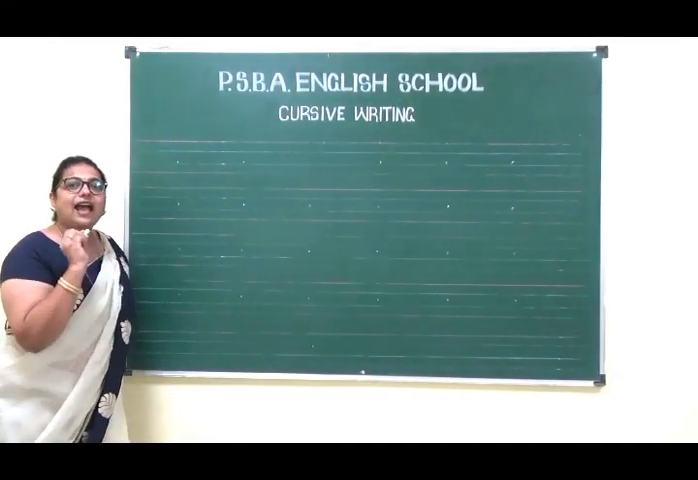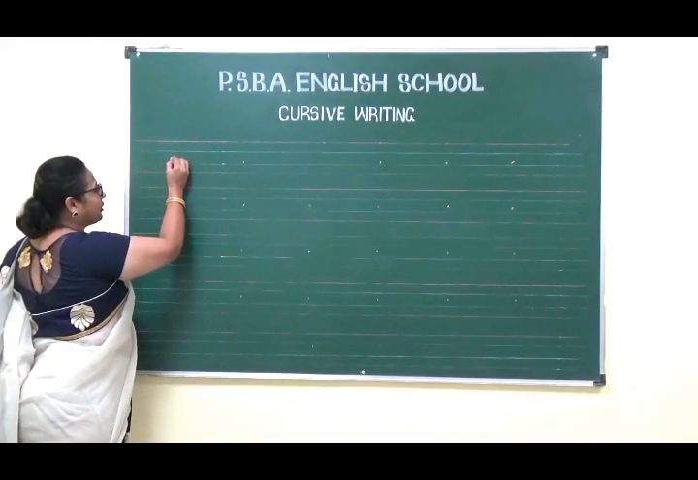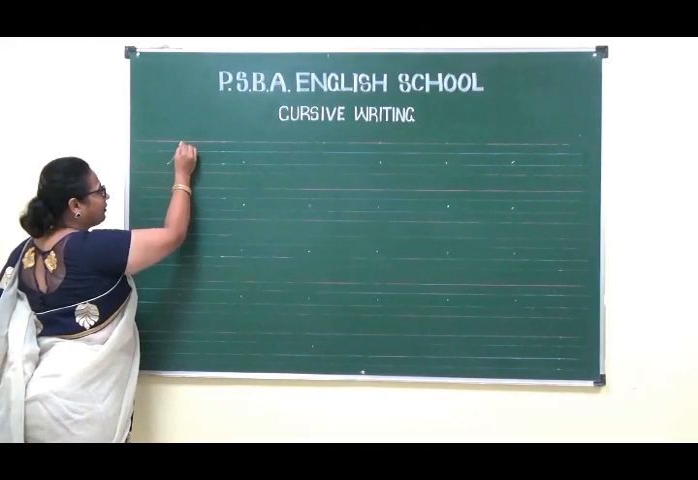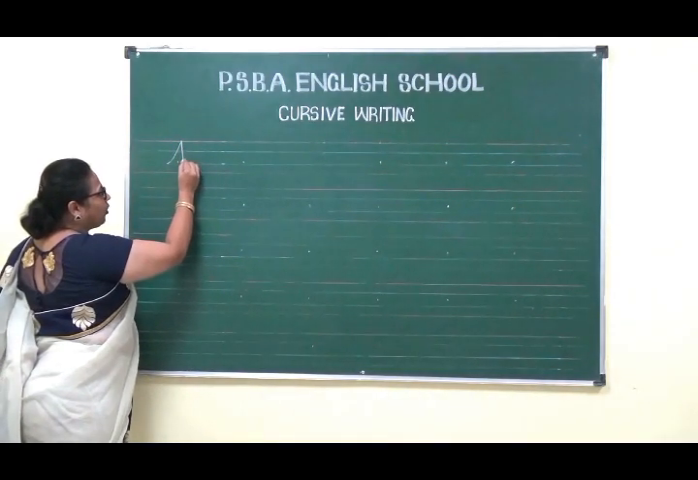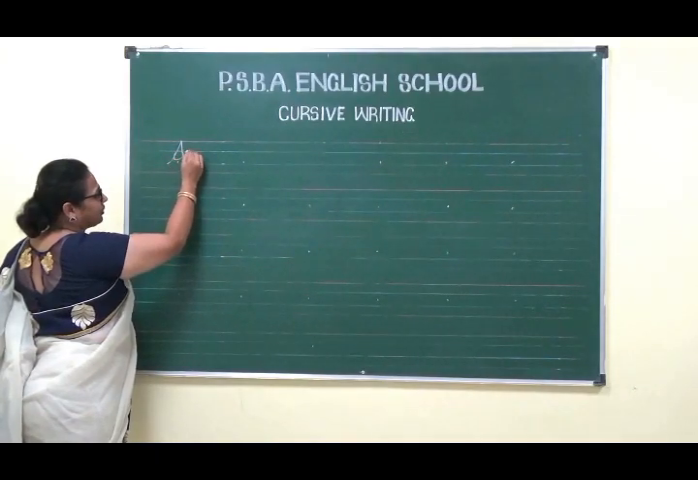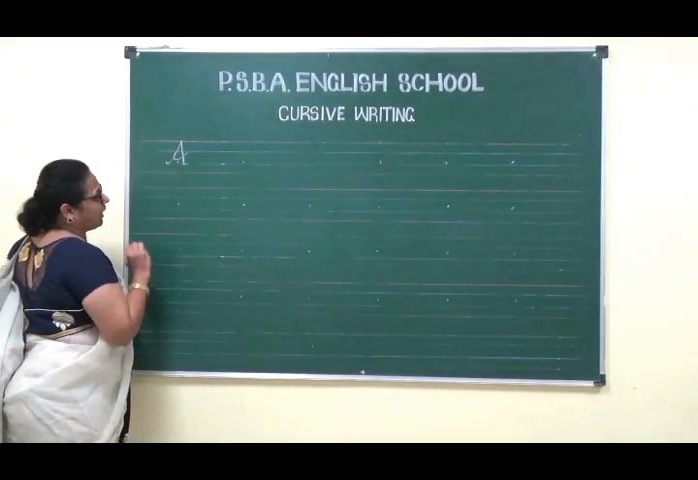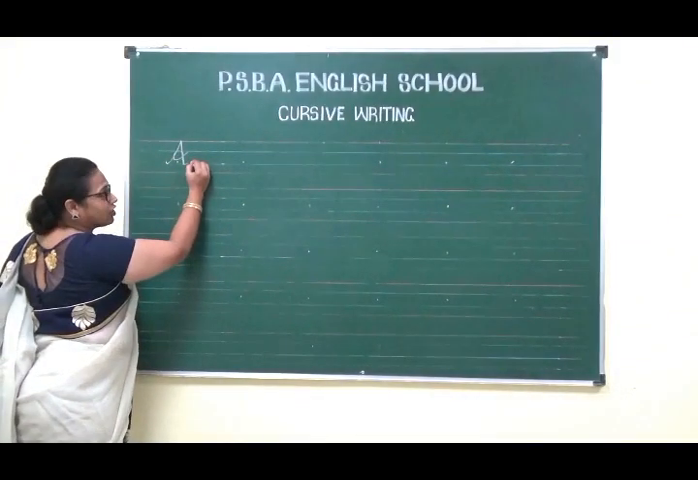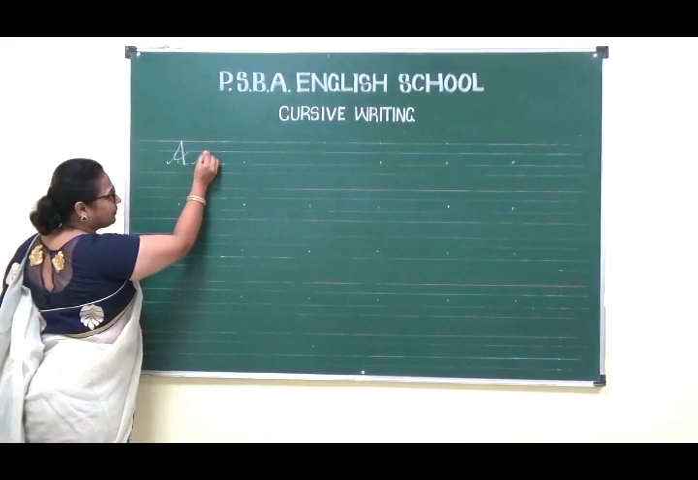A says A. So we will take a curve from here, it goes up, then we will come down, and then we will again go up to the second line, then we will take a bubble here and so this is capital cursive A. And we will also write the small cursive A, which goes like this.